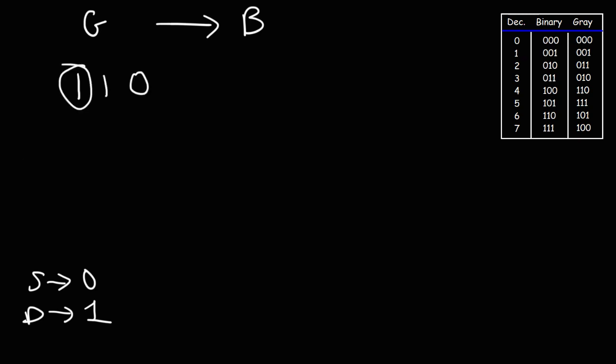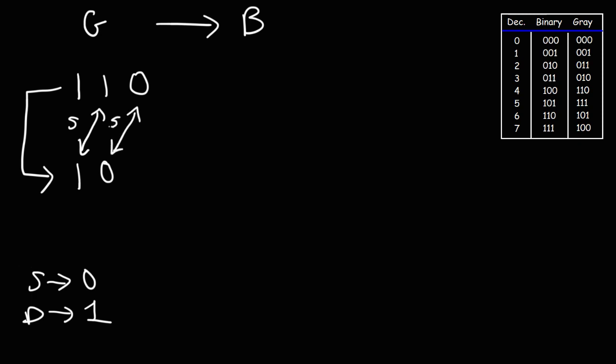So first, we need to rewrite the MSB. So that's going to be a 1. And then what we need to do is compare these two numbers. Those two numbers are the same, and we're going to put a 0 for that. And then 0, 0 are the same, so we're going to put a 0. So this is the binary equivalent. It's 100. As we can see here, a gray code of 110 gives us a binary code of 100.